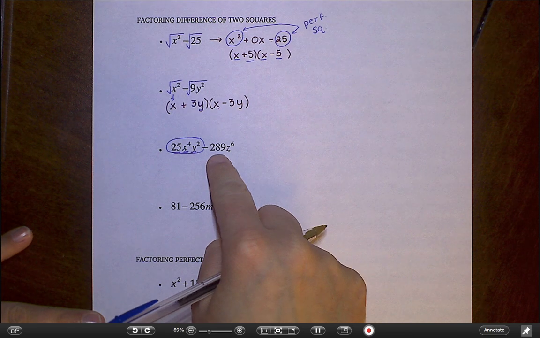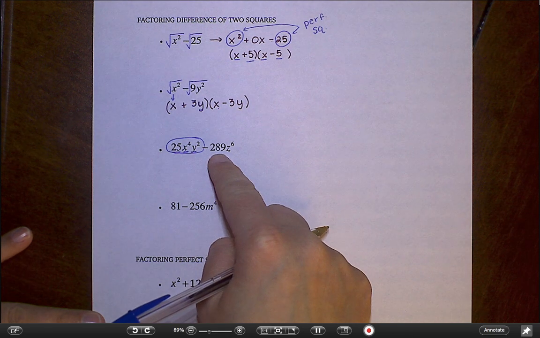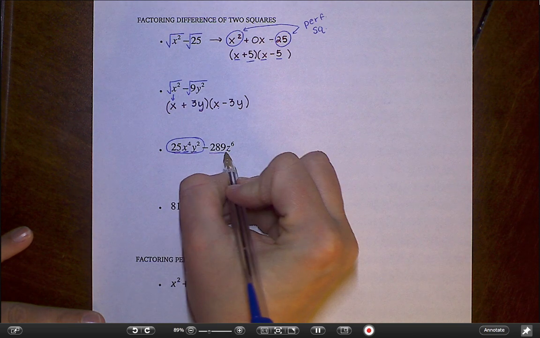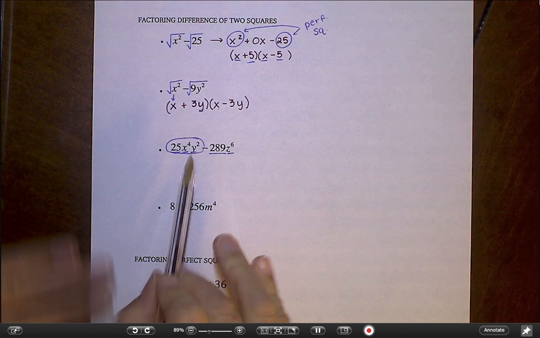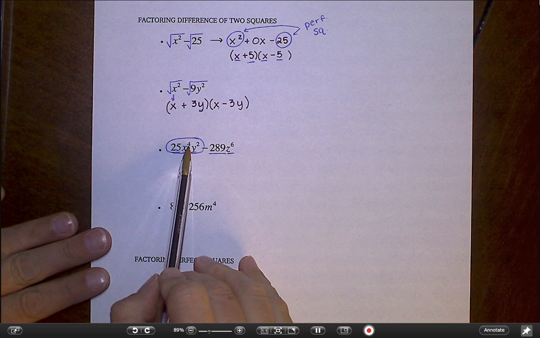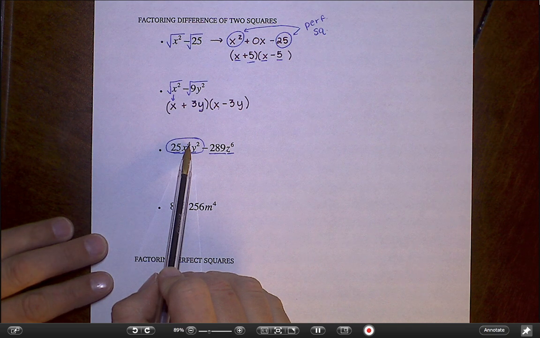You might not know this one off the top of your head, 289, but if you check it in your calculator, if you try taking a square root of 289, you're going to find that this is also a perfect square. Okay, and z to the 6 is a perfect square. With your exponents, as long as they're even exponents, they're going to be perfect squares.